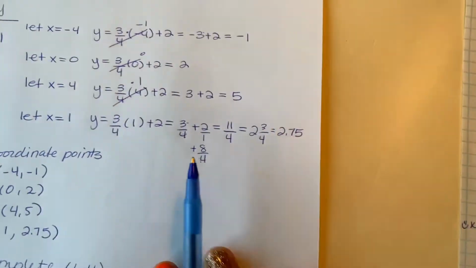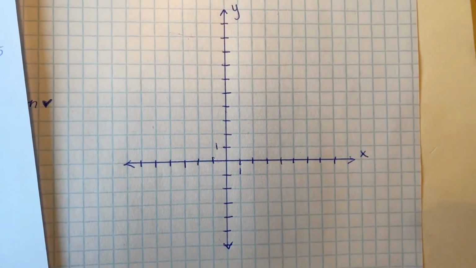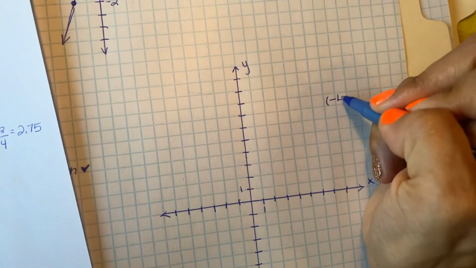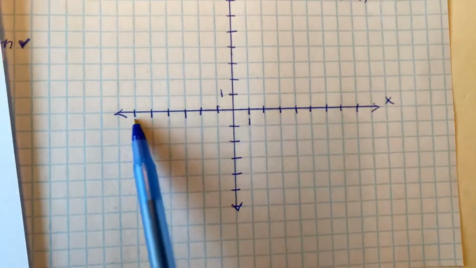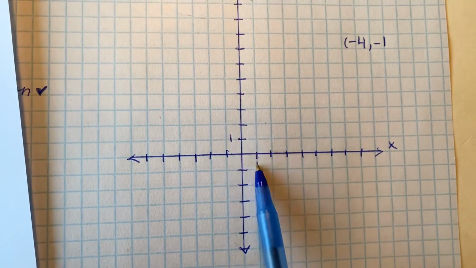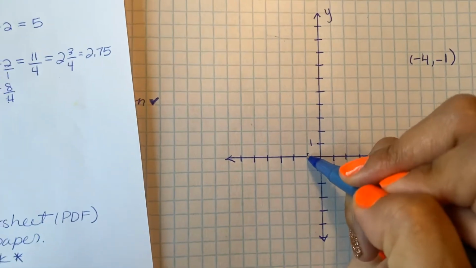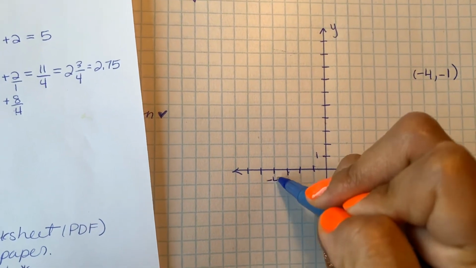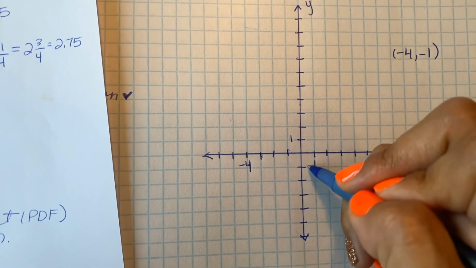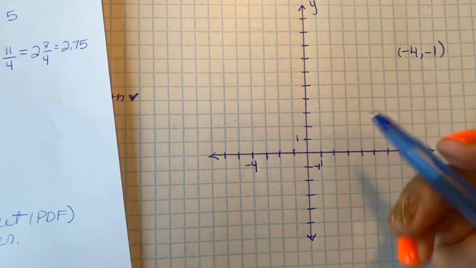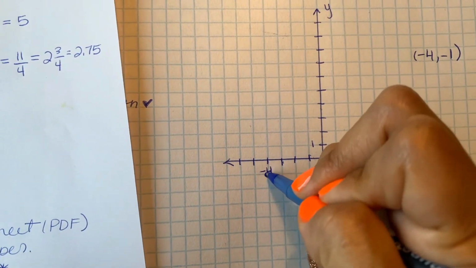Okay, all right. So here we're going to go ahead and plot the points. I have -4, -1. Here's my y-axis, here's my x-axis. I have it incremented by ones. I'm going to find -4 on the x-axis: -1, -2, -3, -4. So here's -4 on the x-axis, and from there, the y value is -1. This is -1 right here. So from -4, I move downward 1 unit, and that is my -4, -1.